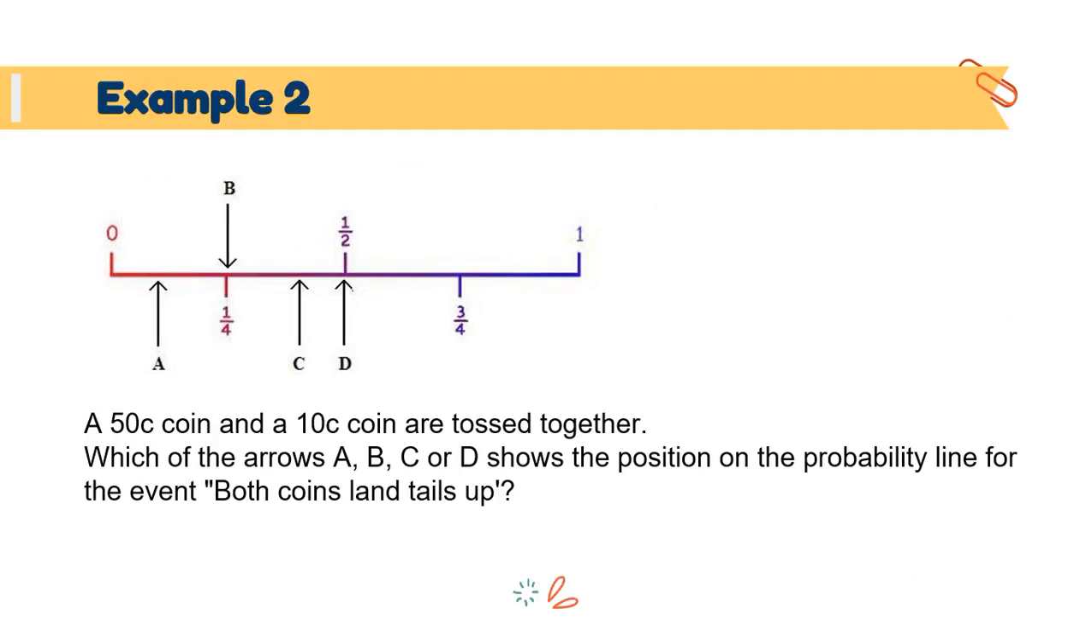And last example po. A 50 centavo coin and a 10 centavo coin are tossed together. So, meaning po, ang i-imagine na lang natin, 2 coins are being tossed together. Which of the arrows, A, B, C, or D, shows the position on the probability line for the event? Both coins land tails up. Na kapag nag-toss ka daw po ng coin, parehong tail ang lalabas. Saan siya ngayon magfo-fall?